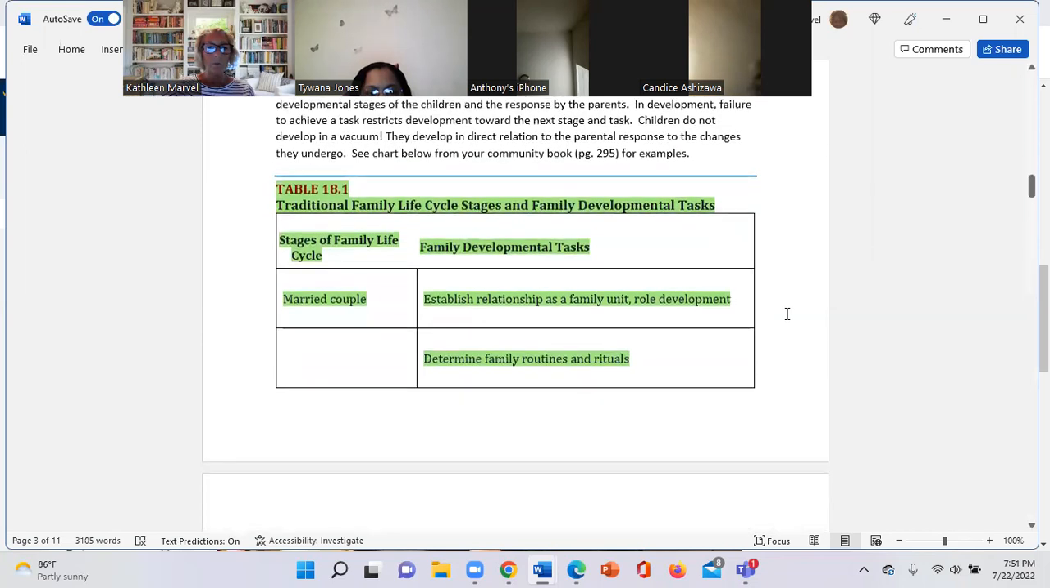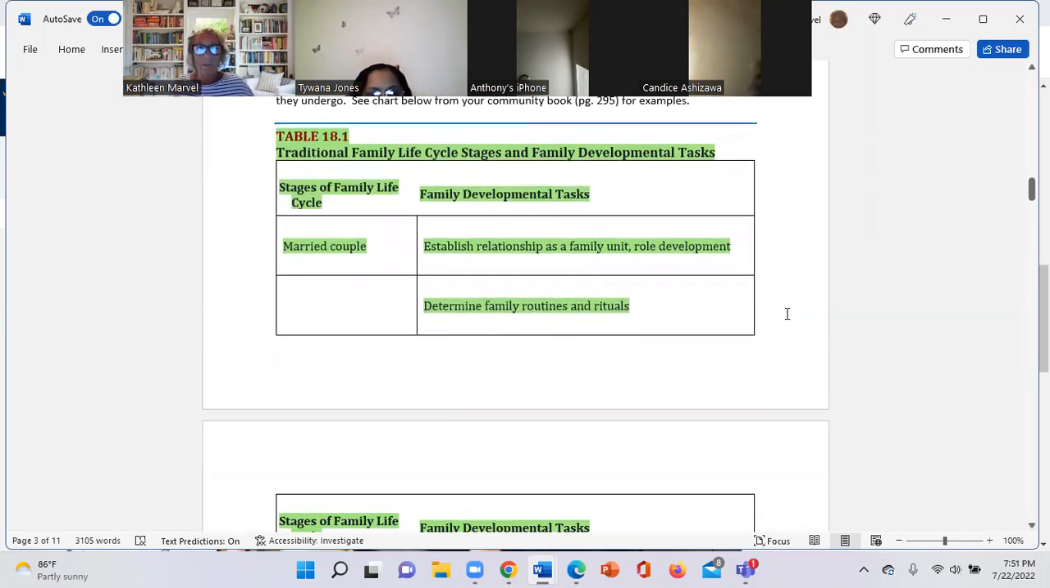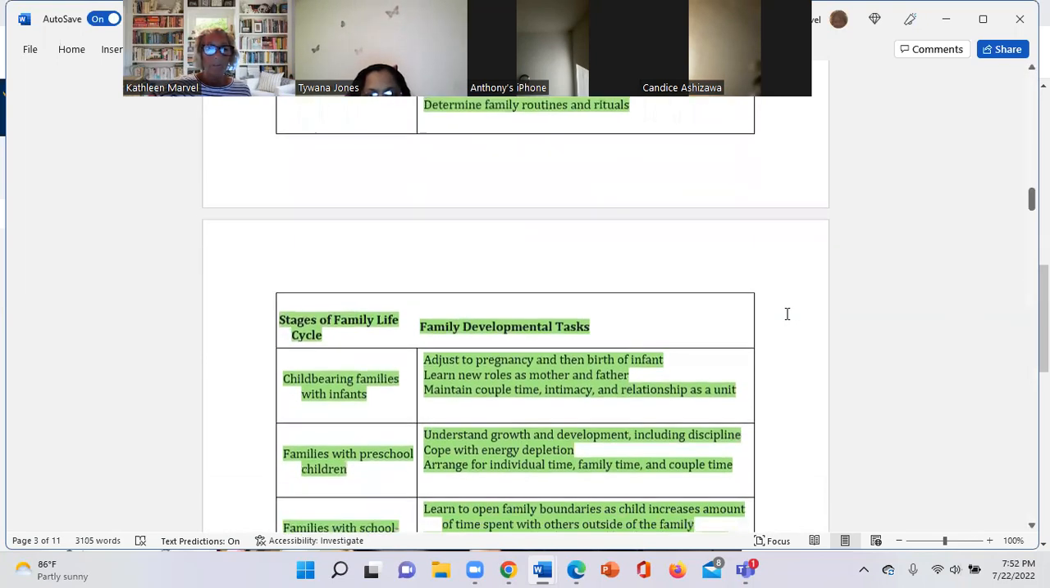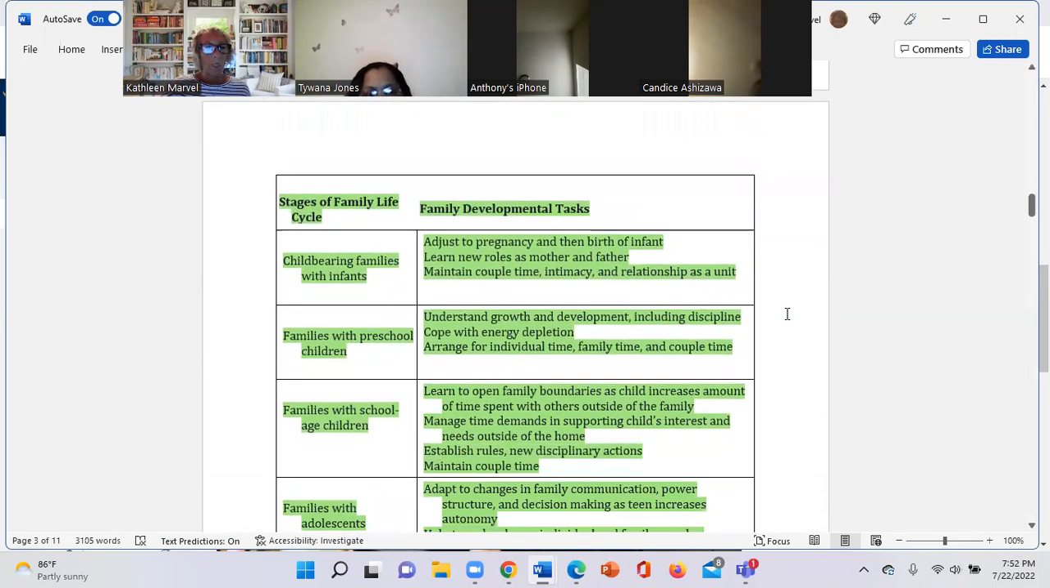Okay, so traditional family life cycle stages and family developmental tasks. You can read through these. Married couple, establish a relationship as a family unit. Okay, and childbearing families with infants. Then we go through all the stages and what's going on at that time. Adjust to pregnancy, and then after birth, learn new roles as mom and dad.